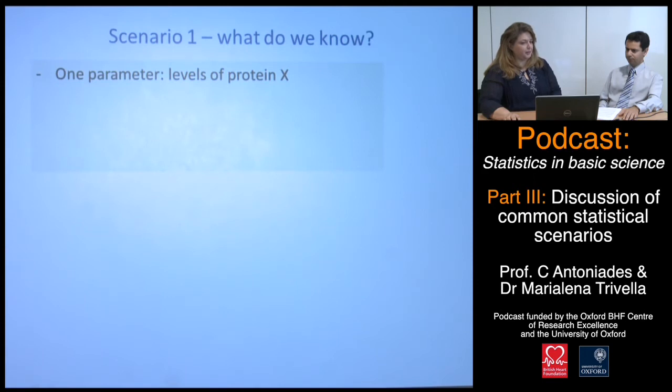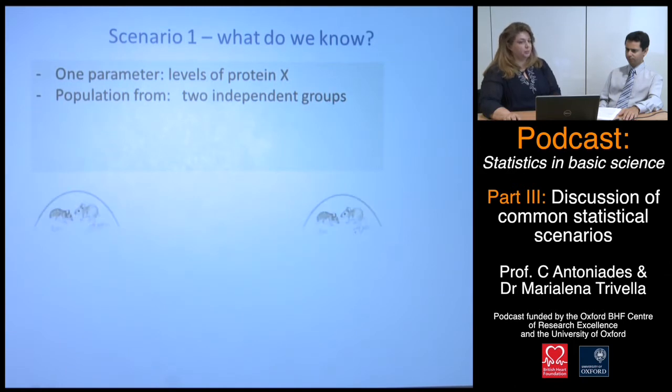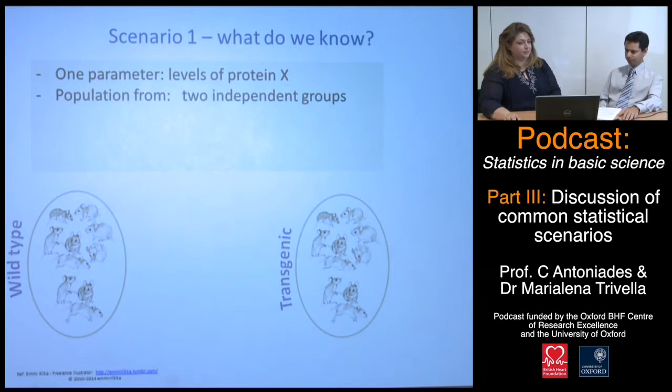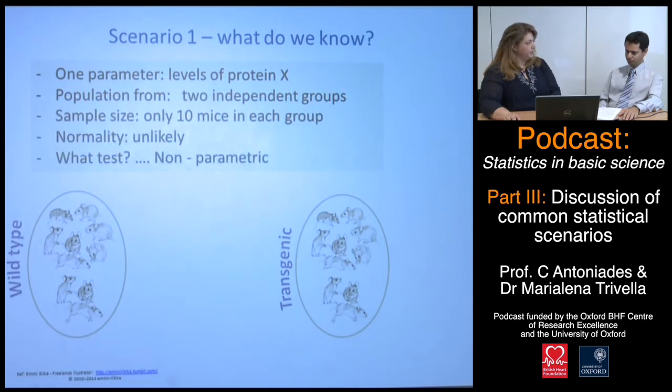We have one parameter of interest, you said, and that will be the level of protein X. And our population will come from two groups, two independent groups in this case. But how big are the groups? You mentioned there will be 10 animals per group, which means that's a rather small sample size. And I think we can safely say that our data will not be normally distributed. Therefore, we should be looking for a non-parametric test, a choice of non-parametric tests.